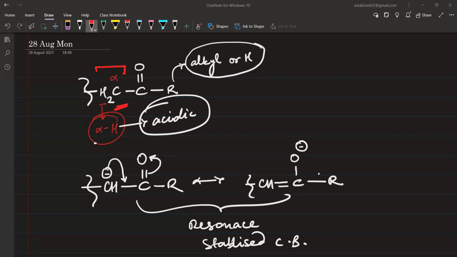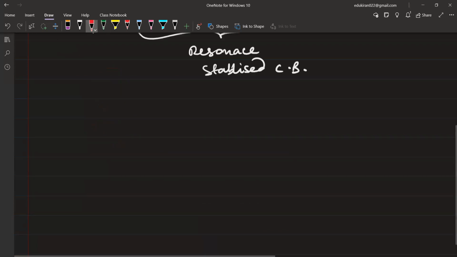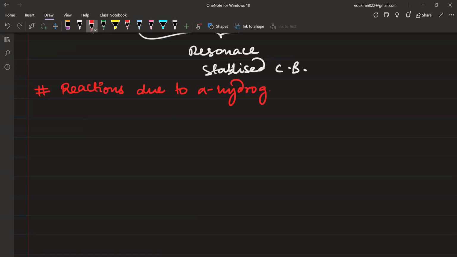Very good. Now, whatever reactions we are going to do now, all of these are because of the acidity of the alpha hydrogen of aldehyde and ketone. Okay, the acidic character of the alpha hydrogen of aldehyde and ketone. First of all, you will write, these are the reactions due to alpha hydrogen. I don't know what number reaction this is, but the heading should be reactions due to alpha hydrogen. Now, you'll write first of all, whatever you have, aldehyde or ketone.